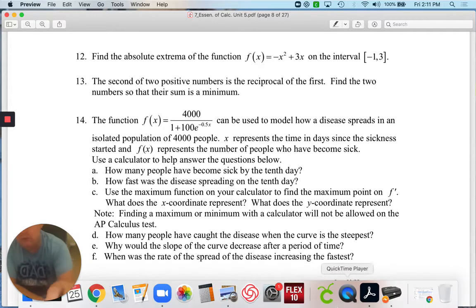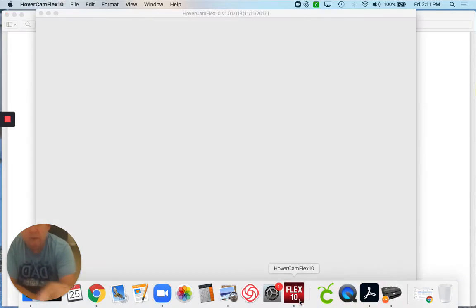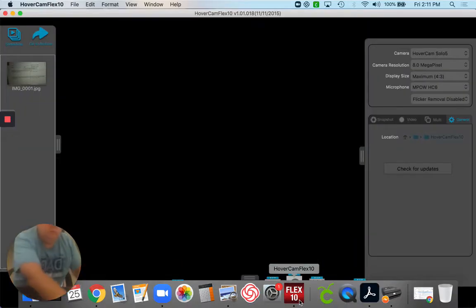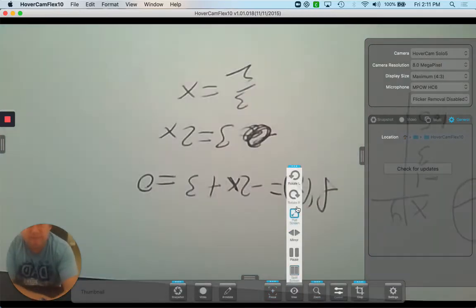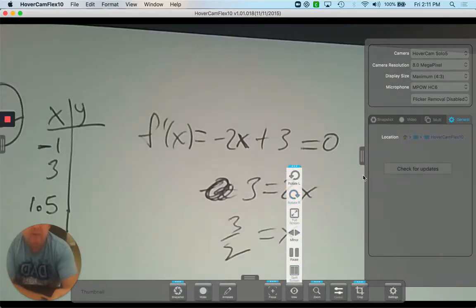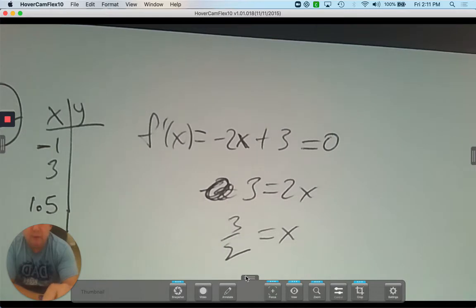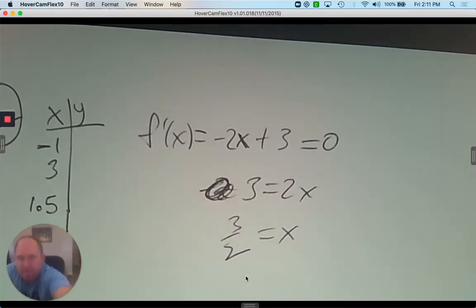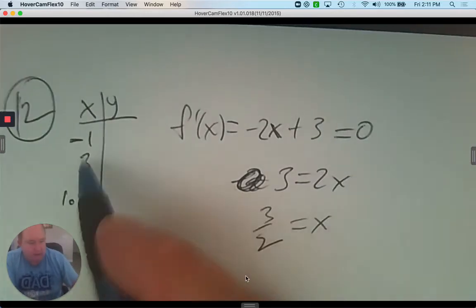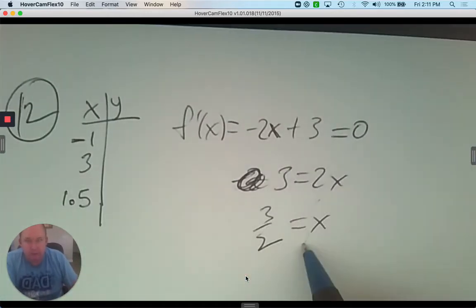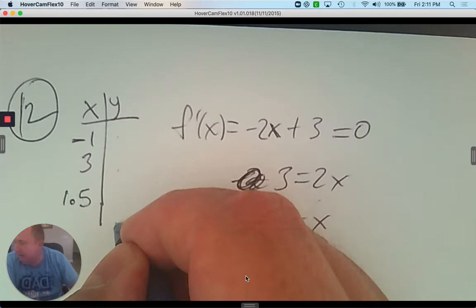So this is what I've done so far. It'll probably be upside down. Let's see. Yep, it's upside down. All right, so this is what I've done so far. So -1, 3, took the derivative equal to 0, solved it. And now I just have to find the y values that go with it.